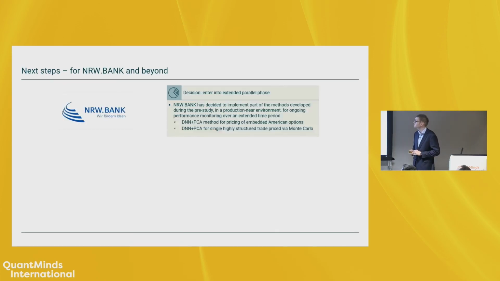so what are the next steps? NRW Bank has decided to enter into an extended parallel phase, which I think is a great idea. So they are going to run all of this, including this model lifecycle process, in production in parallel to the system that is actually used for creating numbers to be reported and numbers to be used for managing the bank. So they will gain experience, they may fine-tune the method, maybe fine-tune the controls. And they're going to do this both for the embedded American options and for this highly structured single trade, which also uses 3 hours in VaR.